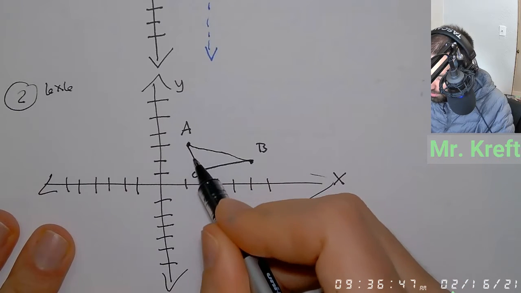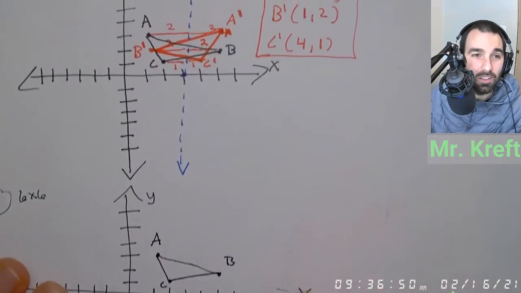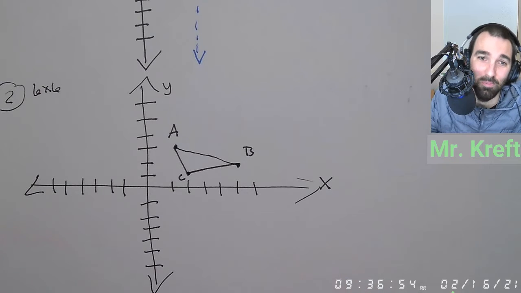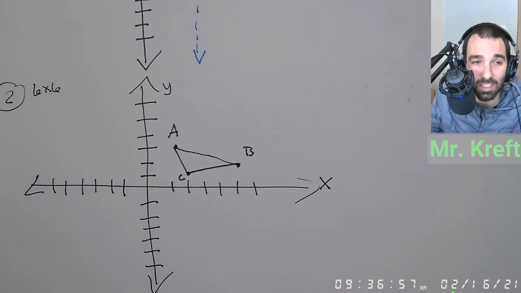And of course, my triangle looks a little bit different, right? Do you guys see how my triangle looks a little bit different? Because my coordinate system's not square. So that's why it's important, right? Graphing paper is really nice.